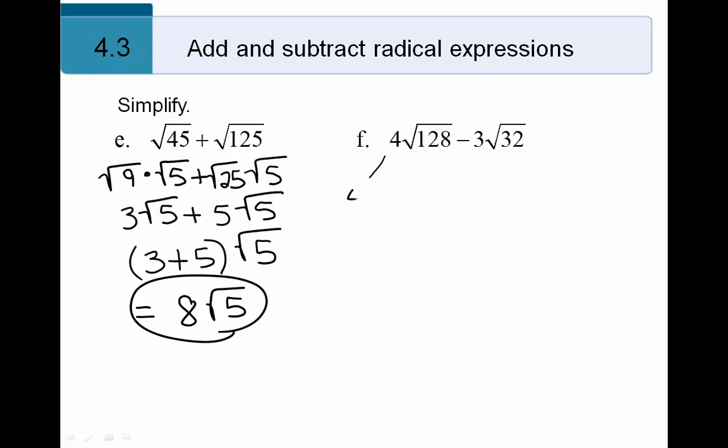This 4 just drops down, so I'm going to 4, and radical 128 is equal to radical 64 times radical 2. And I'll simplify that side. This is going to be 4 multiplied by 8 multiplied by radical 2, which equals 32 square roots of 2.